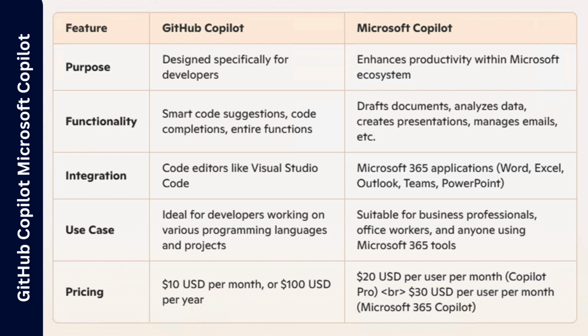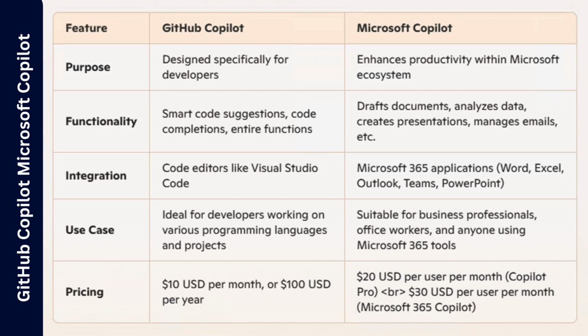GitHub Copilot and Microsoft Copilot are both powerful AI-driven tools, each catering to different needs and user bases. GitHub Copilot excels in supporting developers by providing intelligent coding assistance directly within code editors, while Microsoft Copilot enhances productivity across various Microsoft 365 applications for business and office tasks.